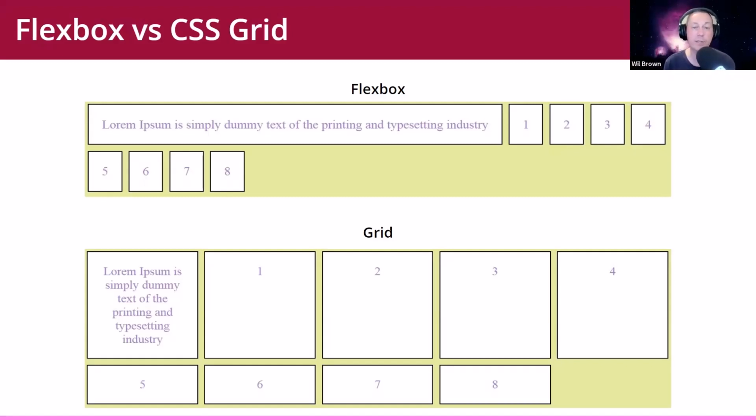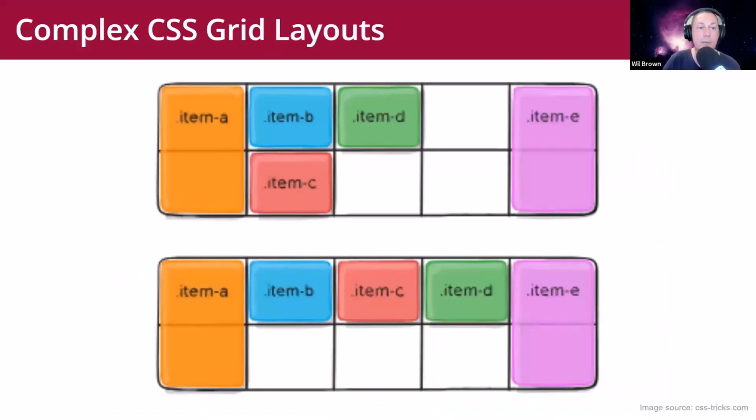Whereas CSS grids are two-dimensional. So they can work on the items both within the rows and the columns. And that's what allows for these more complex layouts where you're forcing items out of order, but you're clustering them into either the row or spanning columns as well.